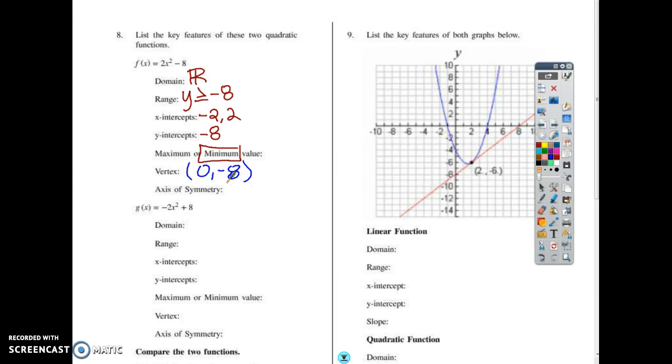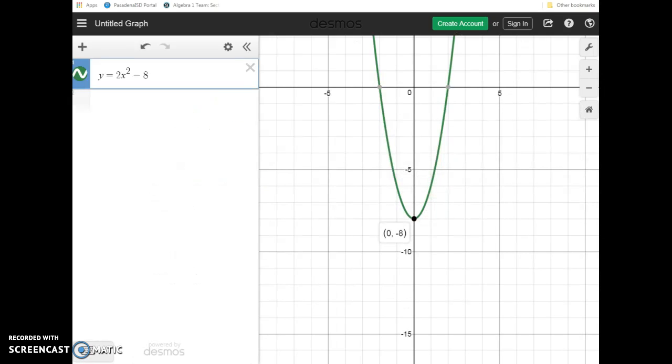What's your axis of symmetry? Your axis of symmetry is going to be a line, and it's usually going to be x equals, okay? What do you guys think your axis of symmetry is for this one right here? Your axis of symmetry is the line that cuts through the middle of the parabola. No, that's a point right here, right? X equals negative 8 would be like over here somewhere. What do you think the line is?